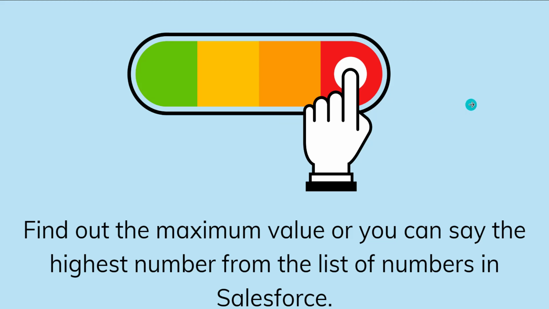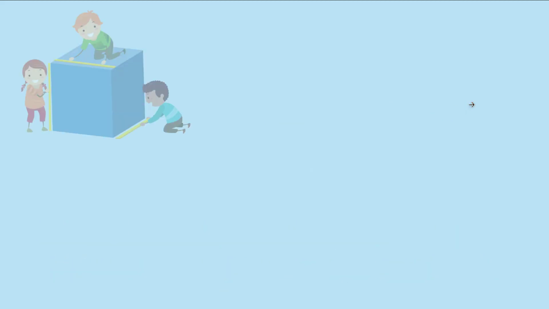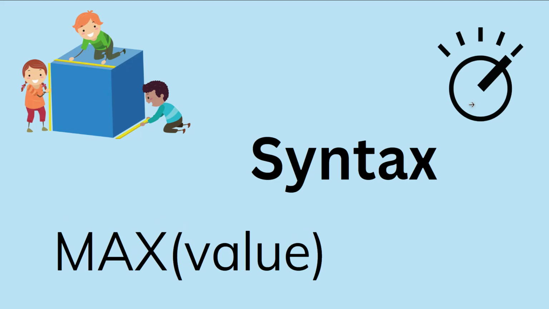If we see its syntax, it is given on your screen right now. Here you can see that we are passing a parameter value that can take a number field or any advanced formula for the maximum function. Now let's proceed and learn how we can use this max function in Salesforce Lightning to calculate the maximum value of a field.